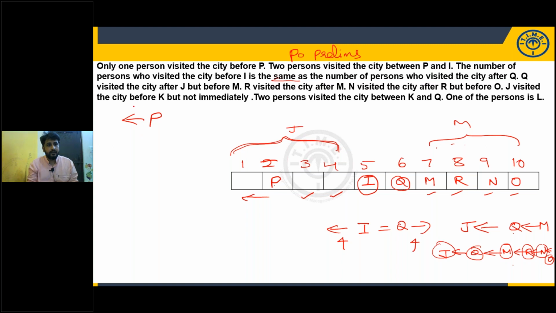Next, what is given? J visited the city before K, but not immediately. So there should be a minimum 1 gap in the arrangement, because it is given as 'but not immediately', a negative sense. Two persons visited between K and Q. Q is already in the arrangement, so 2 people, 1, 2. K will be here. So J will be here now. J visited before K. One of the persons is L, so the remaining position is the 4th position. So L will be here. That's it. This is my final arrangement.